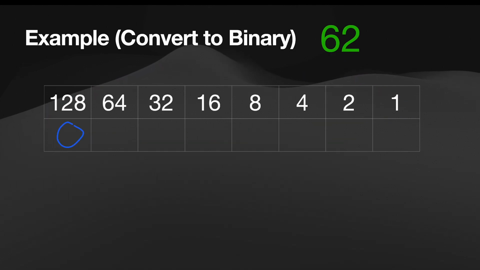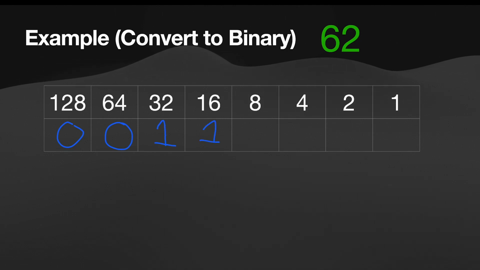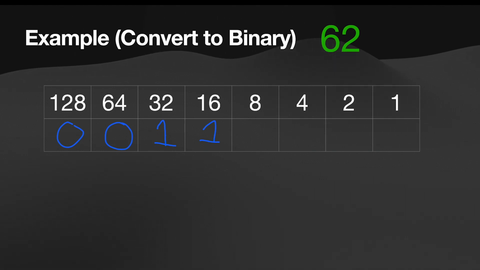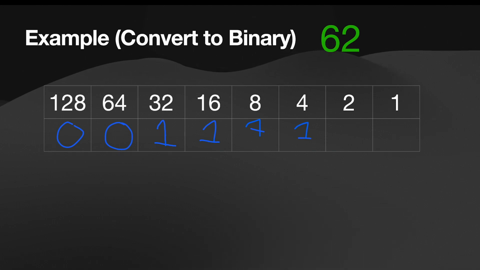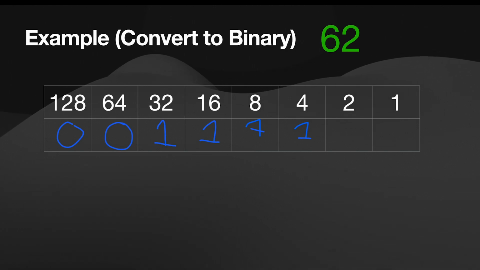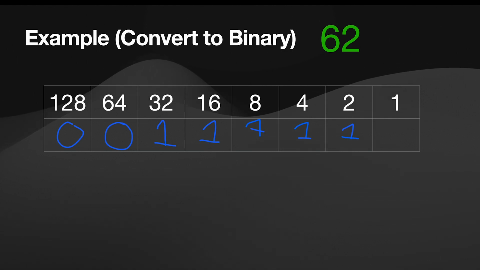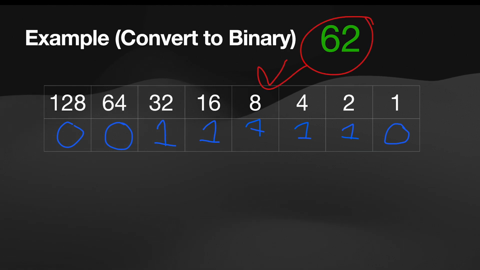So 128 won't work. 32 will work though. 16 will work. So then 32 plus 16 gives us 48. So then we'll add on another 8 to that. So that gives us 56. Add on another 4. So that will give us 60. And then now we'll add a 2, and then that will get us to 62. So then we don't need this 1, so we're just going to put a 0 there. So we've converted from 62 to our binary format.